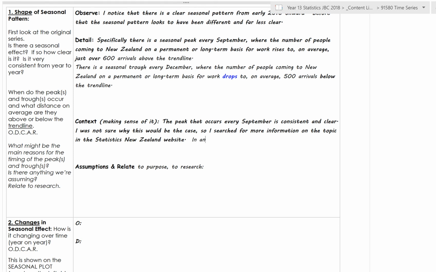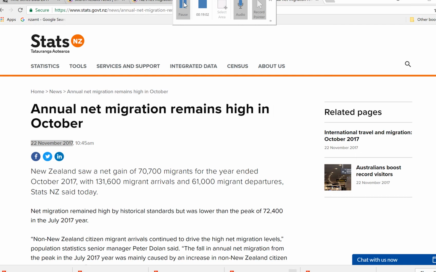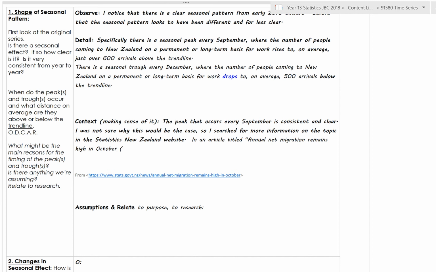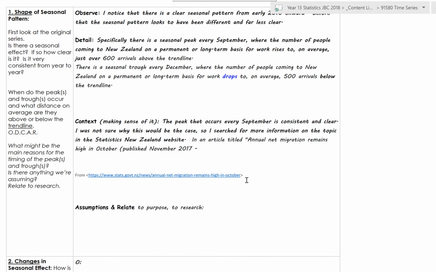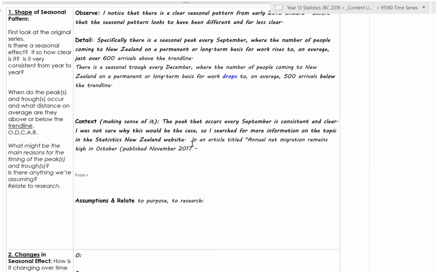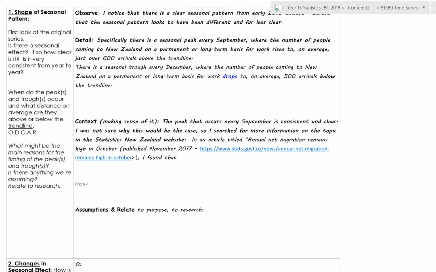In an article titled Annual Net Migration Remains High in October, published 22 November 2017, and I'll put in the hyperlink to it, I found that, and rather than just copying and pasting, I'm just going to summarize it, okay, which is an important skill.